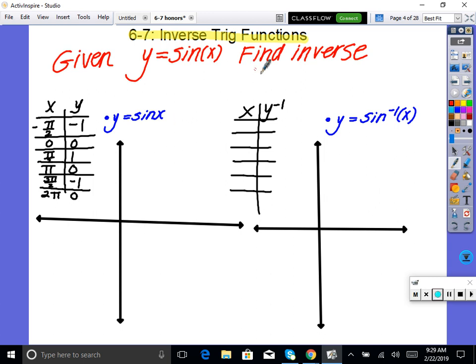So just remember, guys, inverse sine is not the same thing as cosecant. People think that. I always have people say, so cosecant is the inverse of sine. No, no, no. Cosecant's the reciprocal of sine. Sine inverse is completely different.